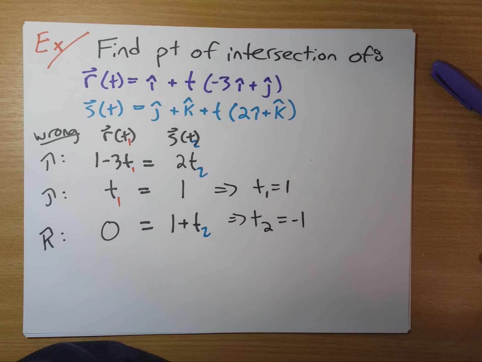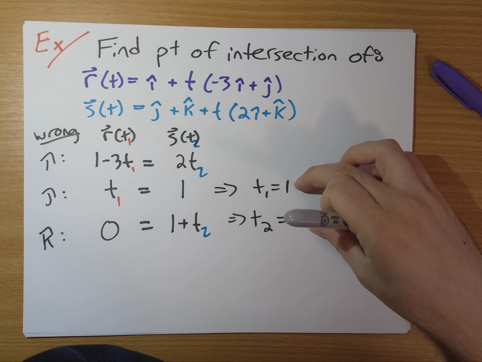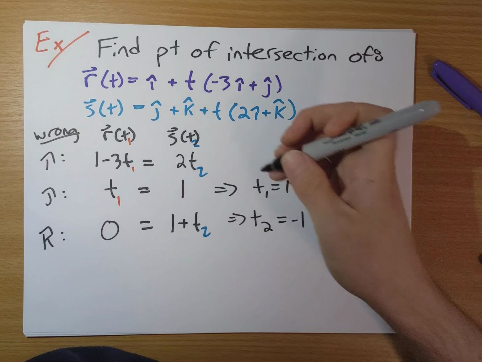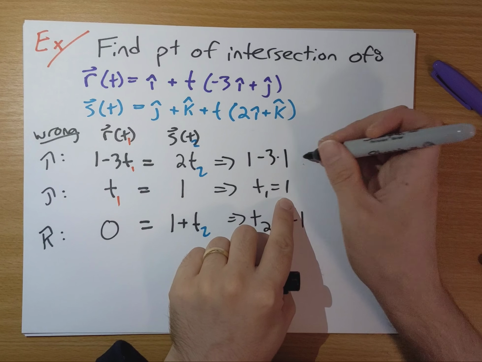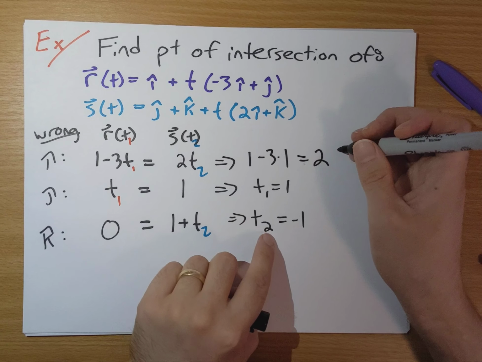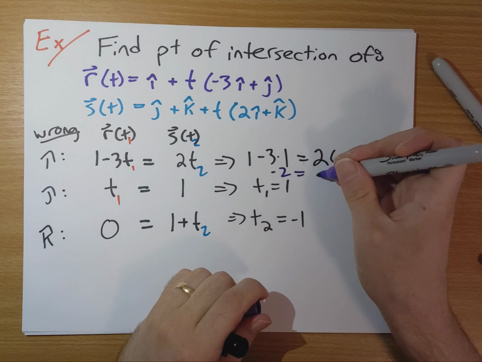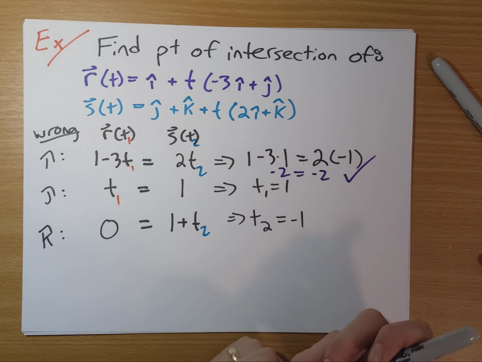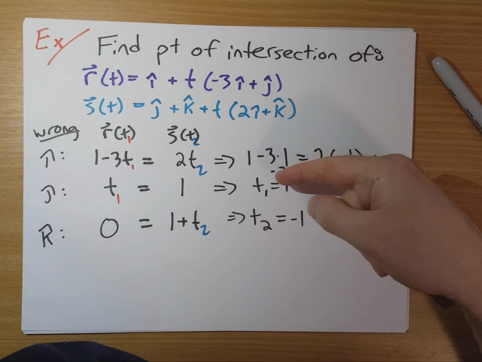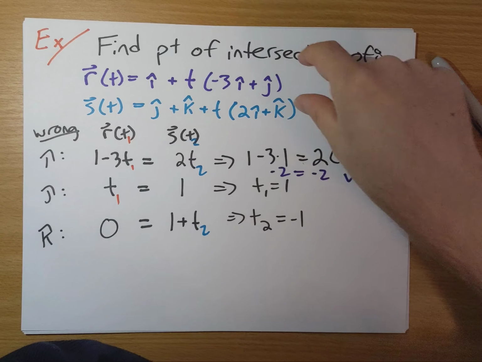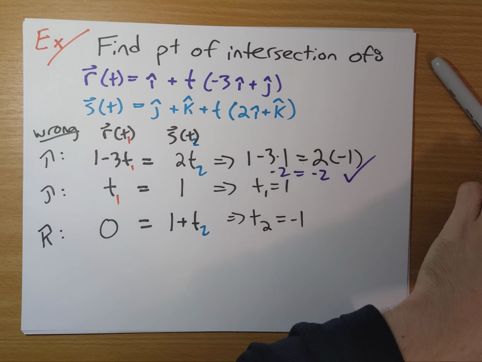And we have to make sure all three equations here are satisfied. So let's take these values of t1 and t2 and plug them up here. What do we end up with? 1 minus 3 times t1, which is 1, is equal to 2 times negative 1. And sure enough, negative 2 is equal to negative 2. This checks out. So hooray, we have found the two values of t1 and t2 that give us the point of intersection. But we're not done yet. We need to say what is the point of intersection.